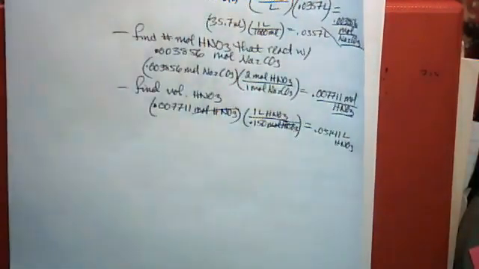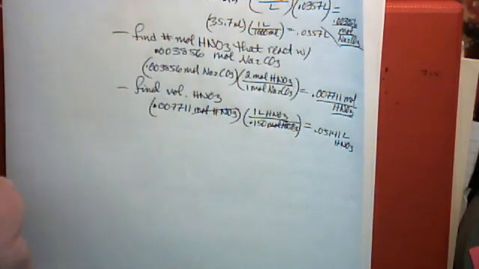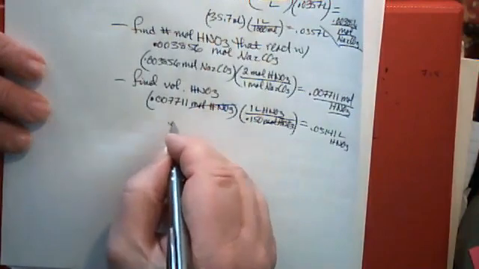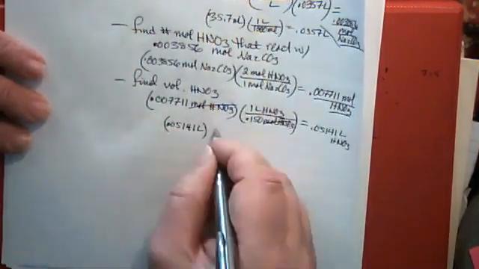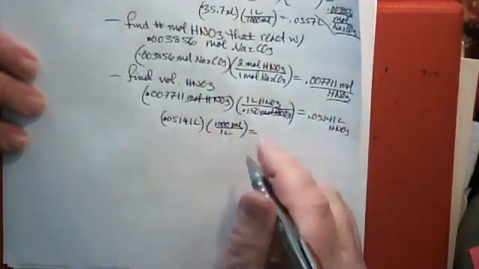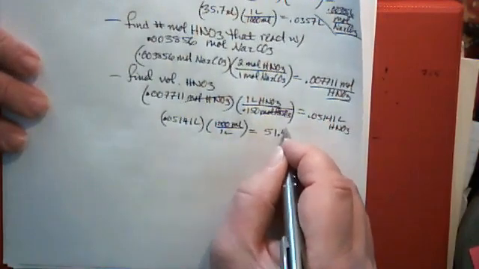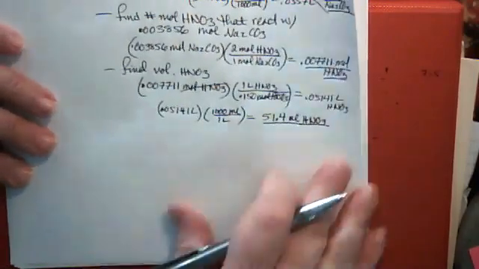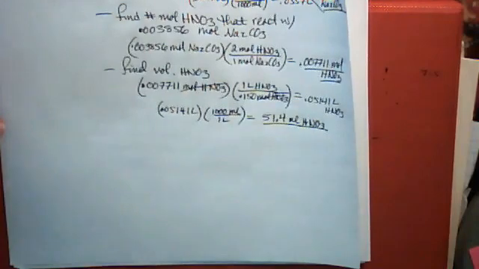And that's 0.05. Oh, wait a minute. I may have made a mistake in the math, so let me check. Okay, divided by 0.150, and that's, oh yeah, okay, no, that's right. 0.05141 liters of HNO3. And to change that back to milliliters, you just multiply by 1,000. And that ends up being 51.4 milliliters of HNO3. All right. So that's the kind of problem you can do with stoichiometry.